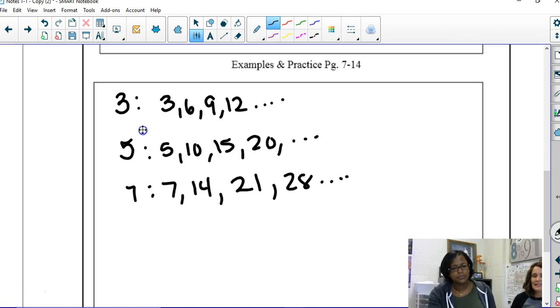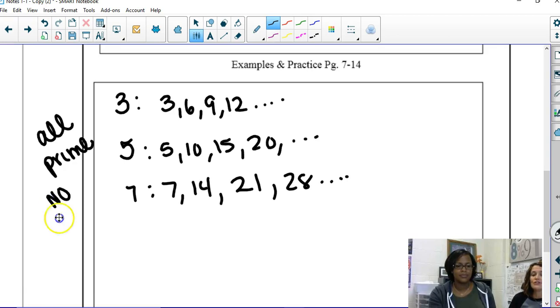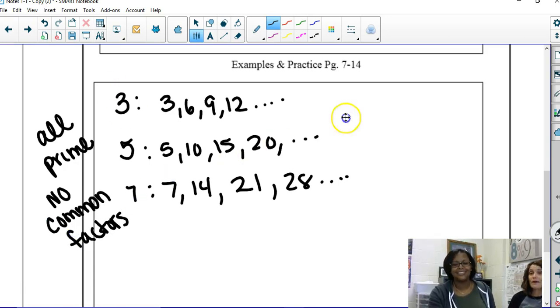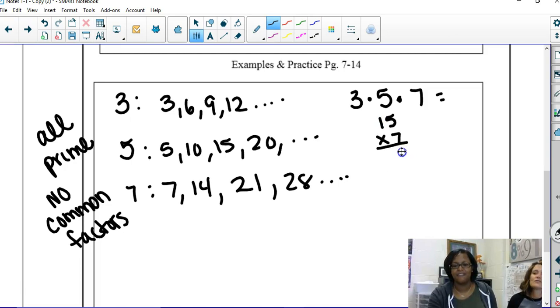So I'm going to give you a tip. You see how 3, 5, and 7, those are all prime? If the numbers are all prime or have no common factors, do you know how you find the LCM? You just multiply them together. So for this problem, you would do 3 times 5 times 7, and you would get your LCM, which is 35, I can't even, so 15 times 7, that's going to be 105.